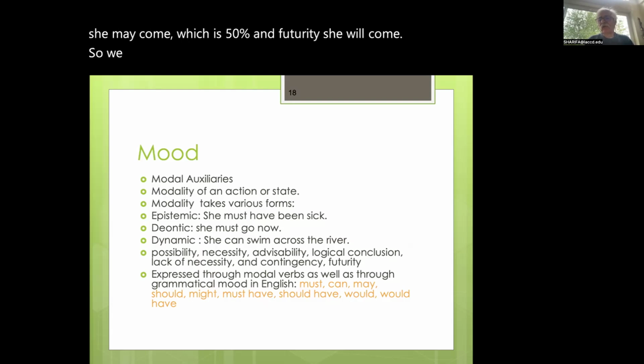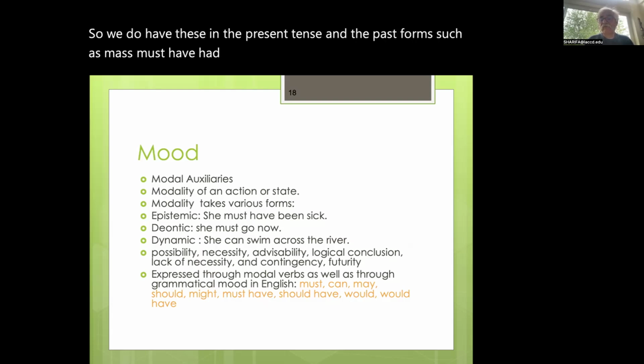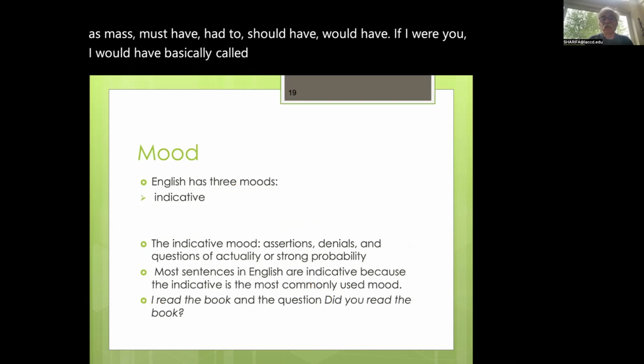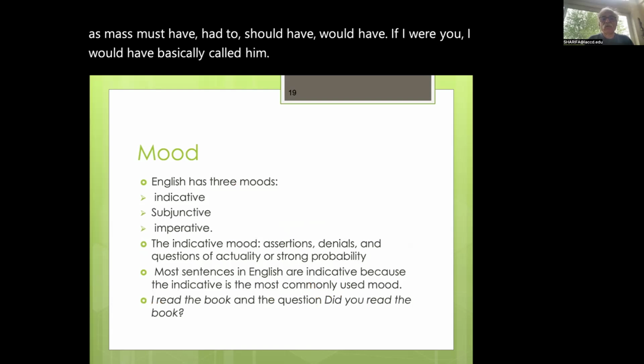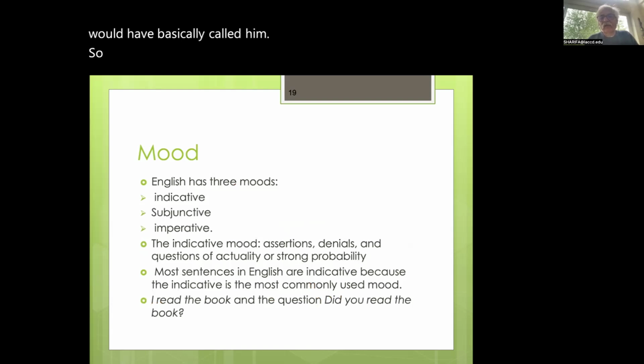We do have these in the present tense and the past forms, such as must have, had to, should have, would have. If I were you, I would have called him. So English has, again, this is a review, indicative, subjunctive, and imperative.